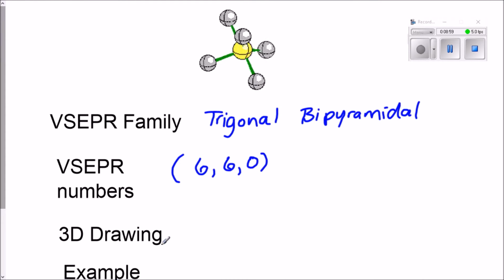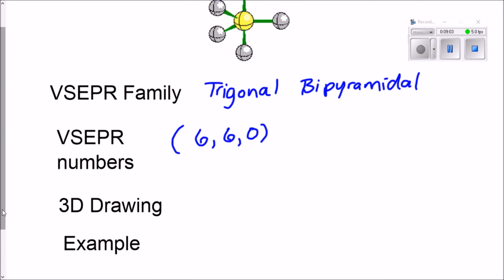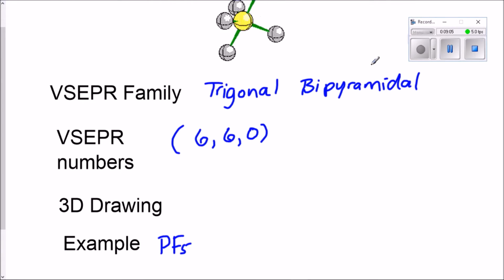I will show you how to draw the 3D shape of this. An example of this would be phosphorus pentafluoride. I'll show you the Lewis structure quickly here.